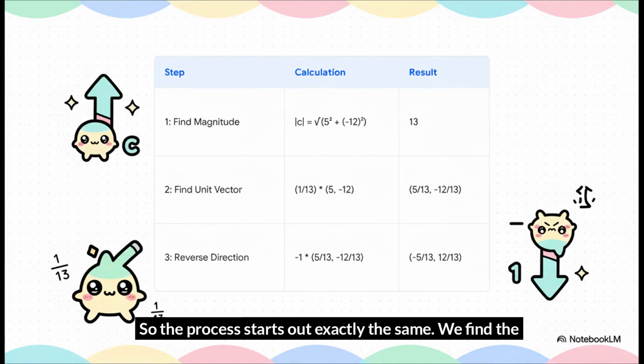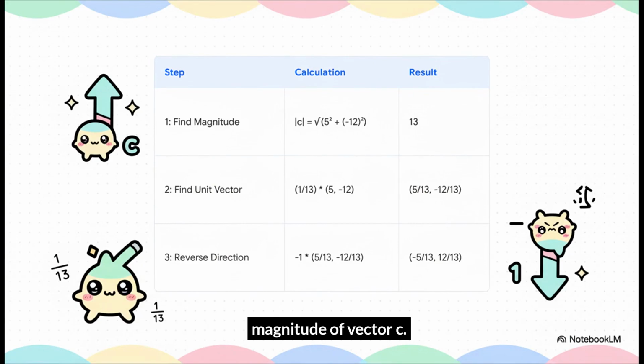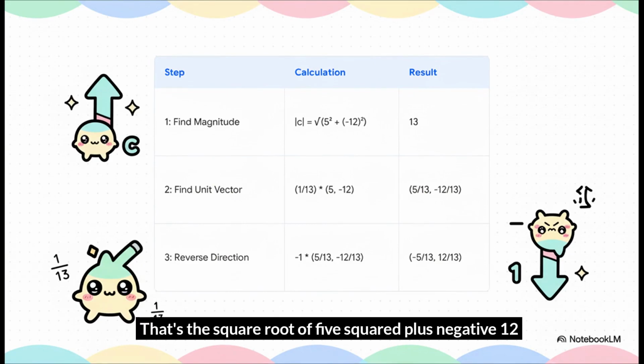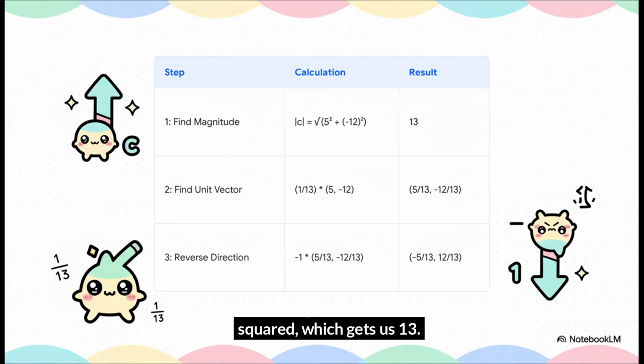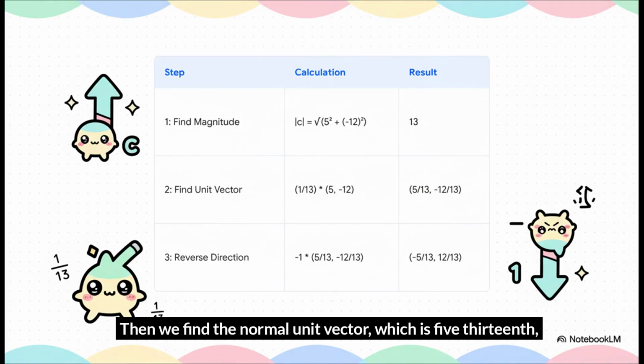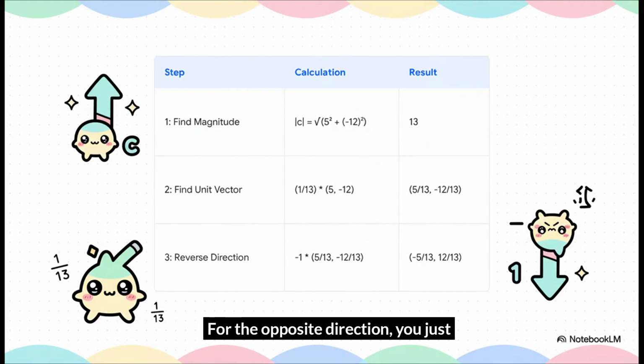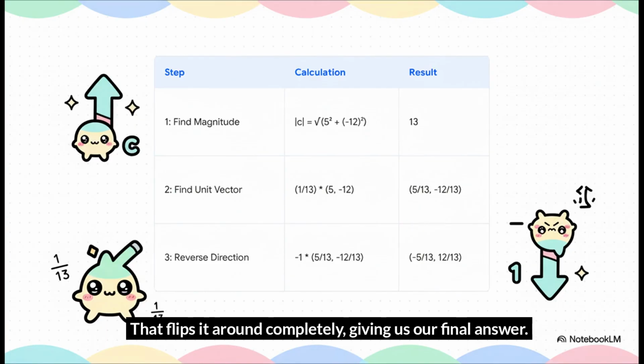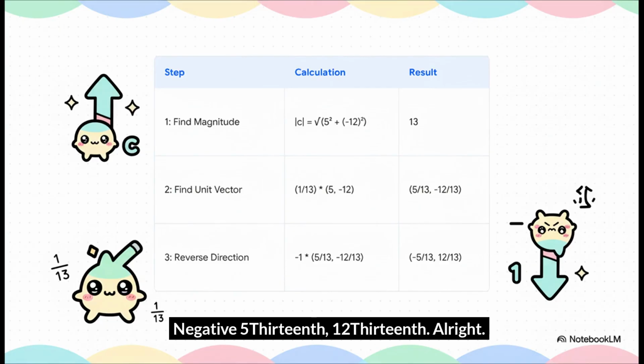So the process starts out exactly the same. We find the magnitude of vector c. That's the square root of 5 squared plus negative 12 squared, which gets us 13. Then we find the normal unit vector, which is (5/13, -12/13). But here's the crucial final step. For the opposite direction, you just multiply the whole thing by -1. That flips it around completely, giving us our final answer, (-5/13, 12/13).